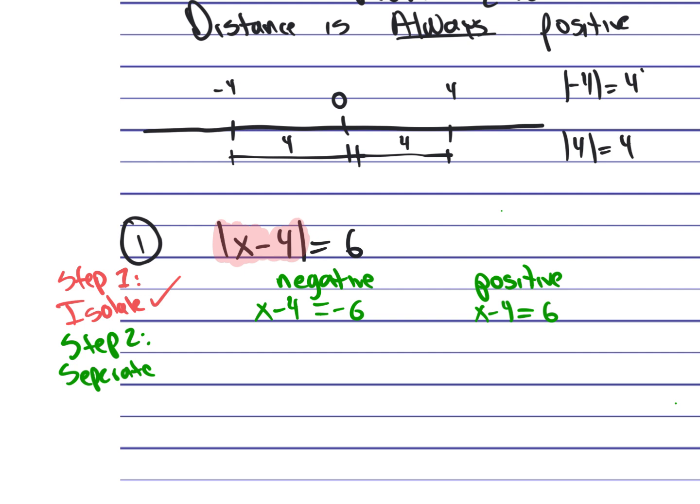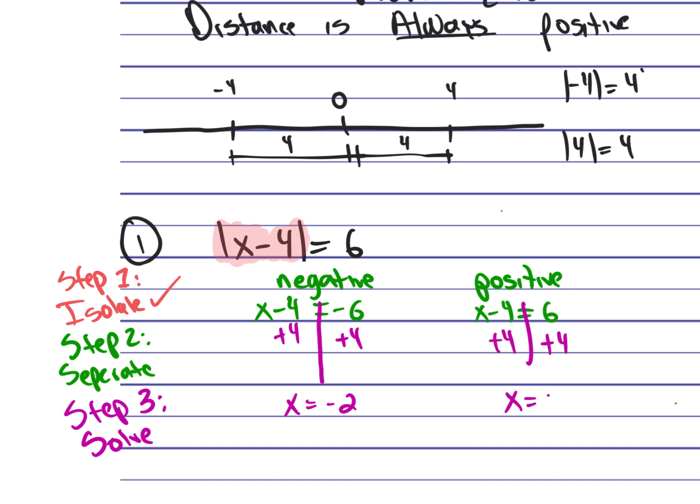And now we are ready to do my last step, which is to solve. Step 3 is to solve. To solve, you just draw the line and solve for x on both problems. So here I have a -4. I do the opposite and add 4. So I have x equals -2 plus 4 plus 4, and I have x equals 10. So again, I have 2 answers because I could have moved in either direction, either left or right.